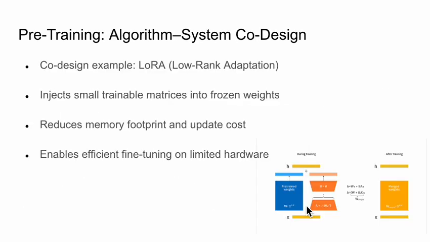A representative co-design method discussed is LoRA adaptation. This is the figure in LoRA's paper. Instead of updating all model weights during fine-tuning, LoRA inserts small, low-rank matrices and keeps the original weights frozen. This reduces the number of trainable parameters by orders of magnitude, lowering both memory usage and gradient communication.